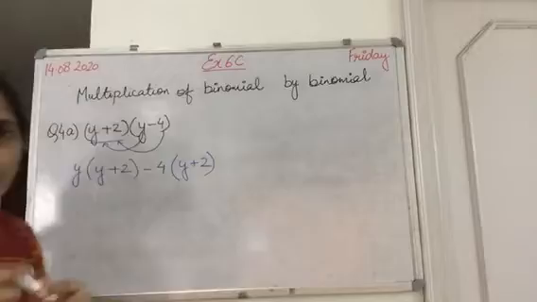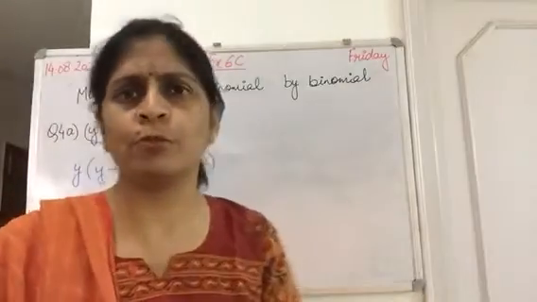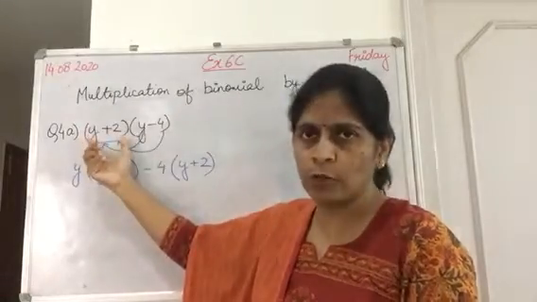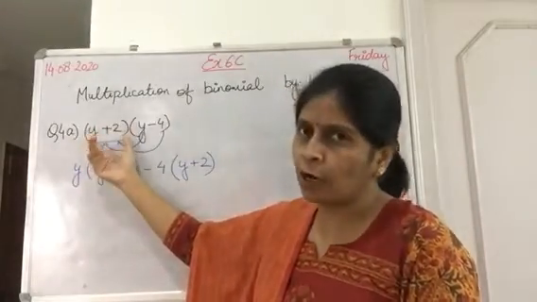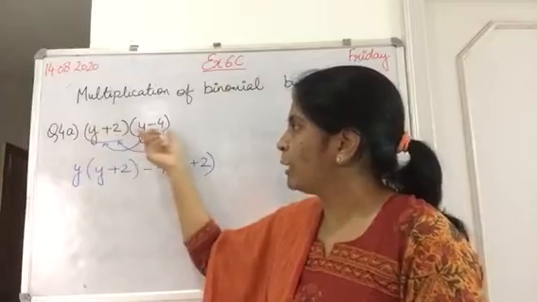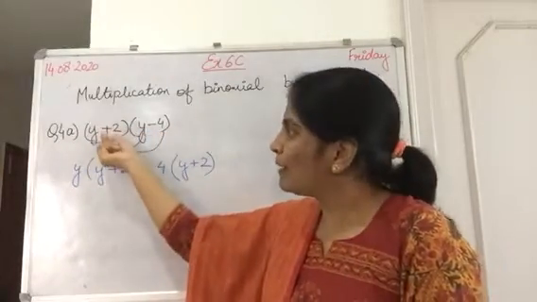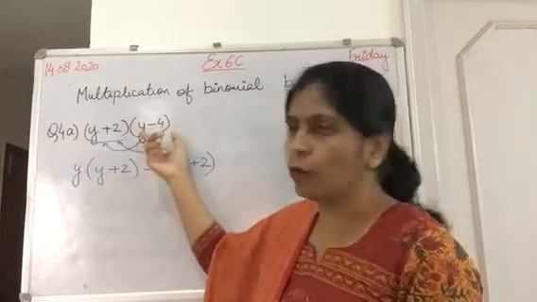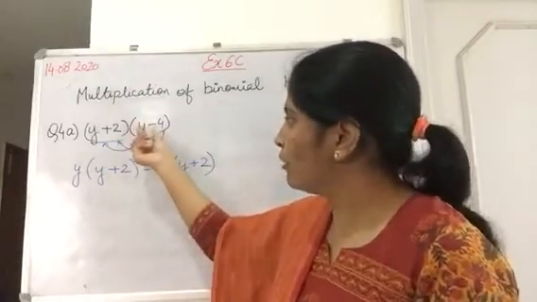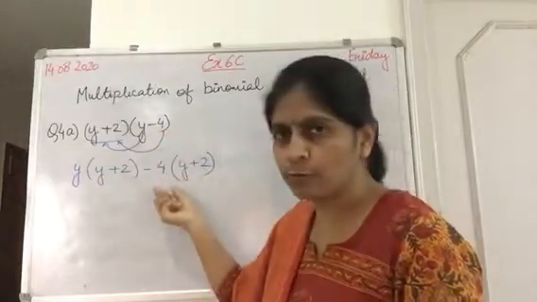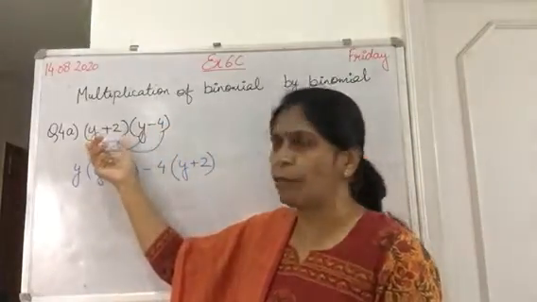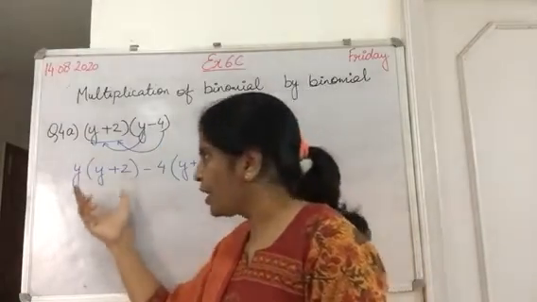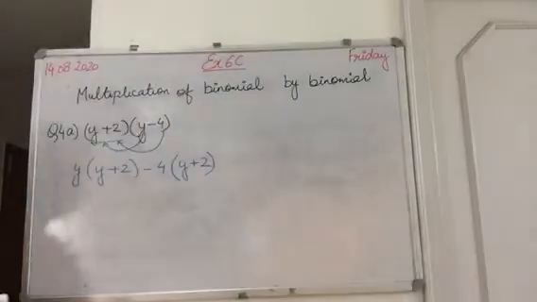Clear? It is my own convenience that I always break down the later binomial. You can break down this one also. So when you break down this part, how to multiply: y multiplied by y minus 4, plus 2 multiplied by y minus 4. I broke down y minus 4 into two parts. One will be y and another will be minus 4. So this y will be multiplied by y plus 2 and this minus 4 will be multiplied by y plus 2. Now it will become like a distributive property.